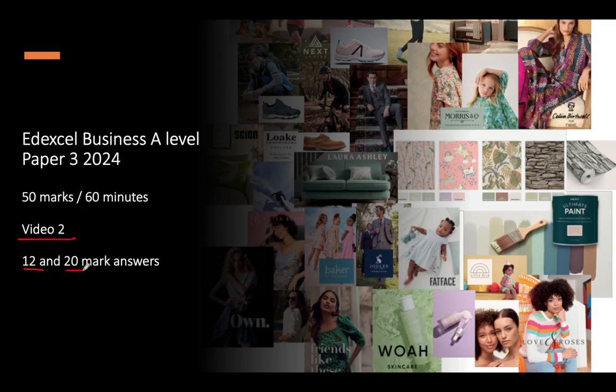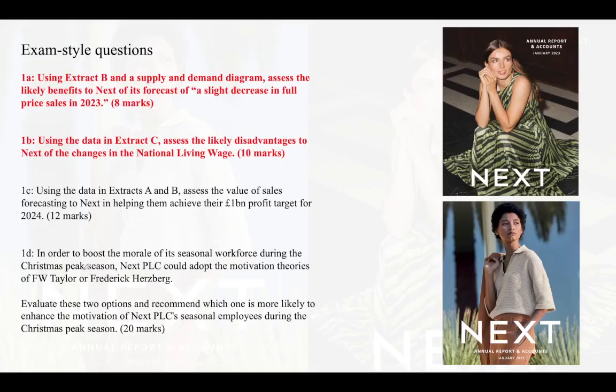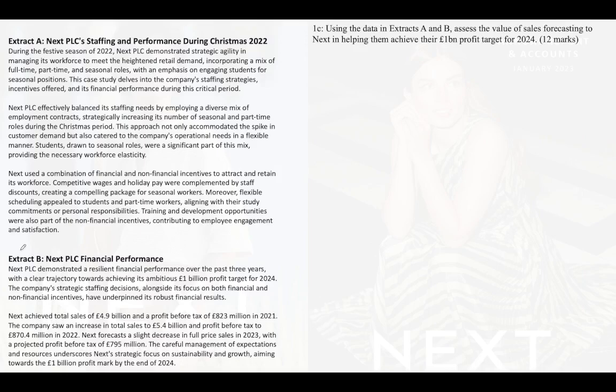So if you've not watched the other video, watch the other video first because it puts the whole thing into context. But we have answered these two questions. We've drawn our supply and demand. We've talked about forecasting. We're moving on to more forecasting, obviously with 1C. And here we've been talking about seasonality and national living wage. So moving on, we're going on to our 12 marker.